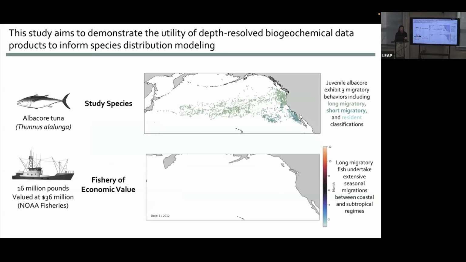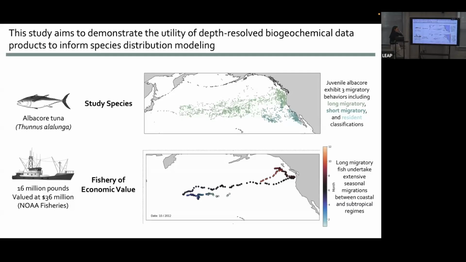So these long migratory albacore undertake really extensive seasonal migrations between the subtropical North Pacific in the winter and spring, and the temperate coastal ecosystems of the California current during the summer and fall. In addition to their really expansive horizontal range, they also exhibit energetic diving behavior, frequently diving to depths beyond 200 meters during the day.